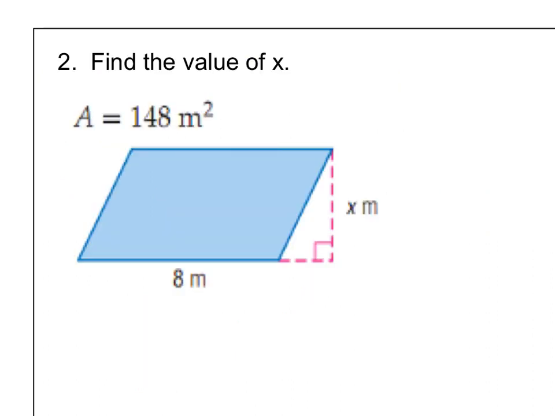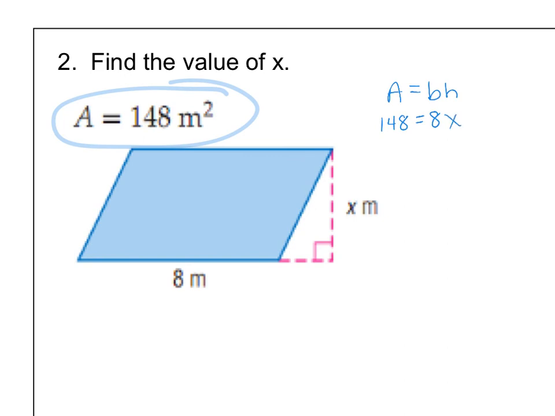Last question, number 2. Find the value of x. So you can see we have a parallelogram here, and we know the base is 8, but we don't know the height. That's what we want to find. But up above, you'll see they do tell us the area. So I see some key things here. I know area for a parallelogram is base times height, so let's plug in what we know. Well, the area is 148, so 148 goes in for the A. The base is 8. The height, that would be this x over here, so we'll just put x in there.